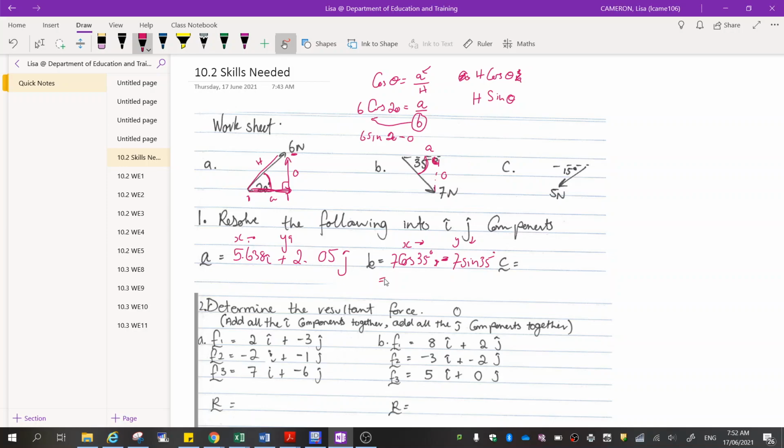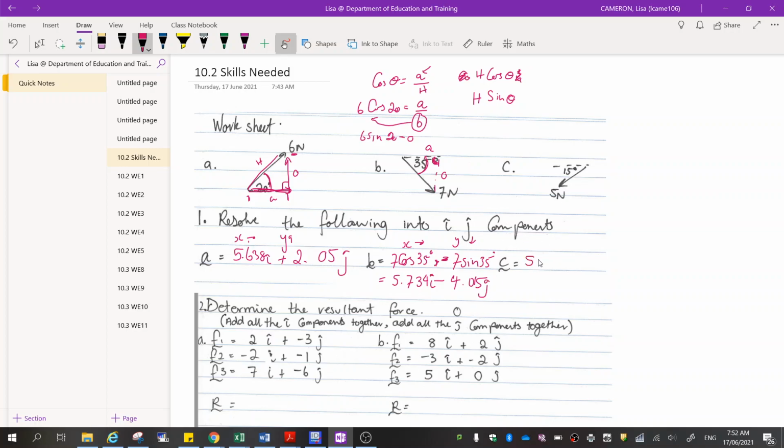Okay, and that's going to give you 7 cos 35, 5.734 minus 7 sine 35, minus 4.015 if I'm rounding to 3 decimal places, and that is your i direction and that is your j direction. Now we're going to do C.